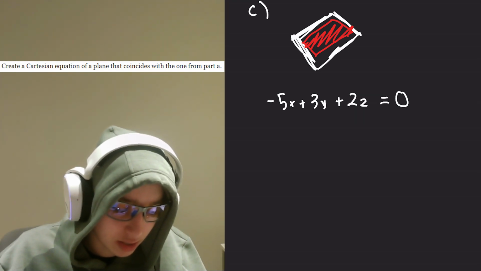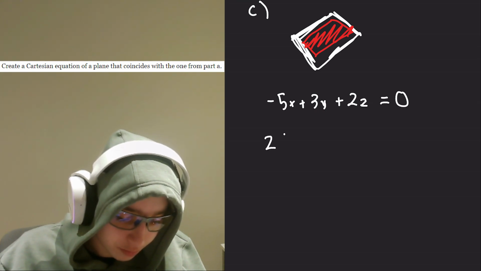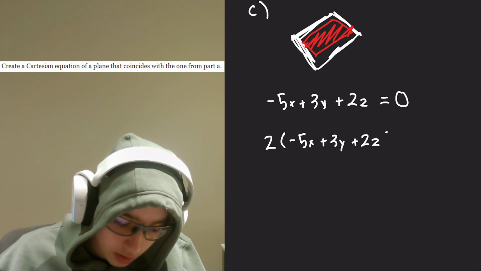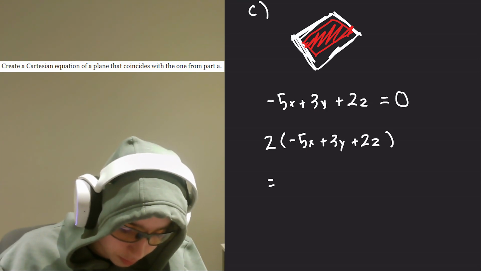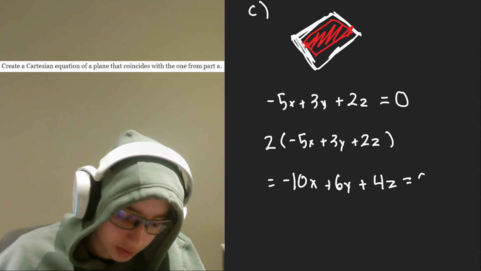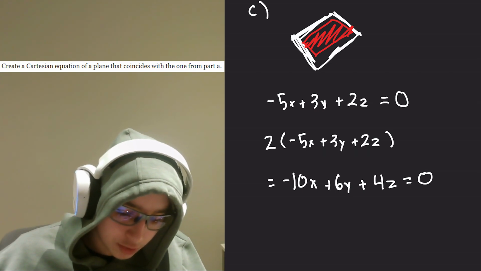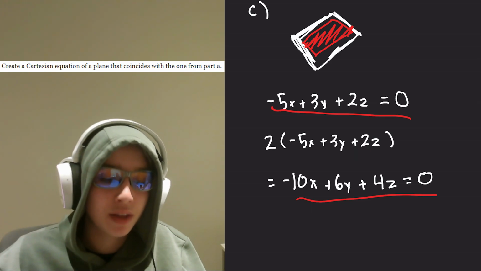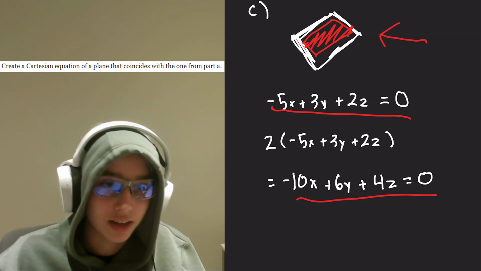So I say, why not just apply the factor of 2? And then we'll apply that to negative 5x plus 3y plus 2z. And that gives us negative 10x plus 6y plus 4z is equal to 0. And now these two planes, this one right here and this one, they are the exact same thing, and they lie on top of each other like that. Let's move on to the next question.